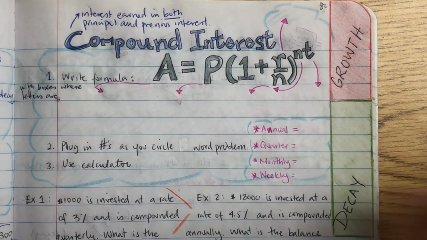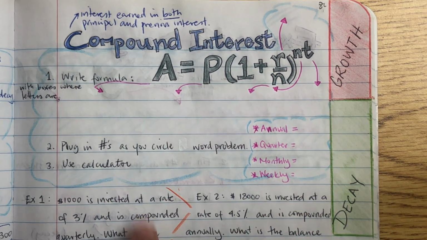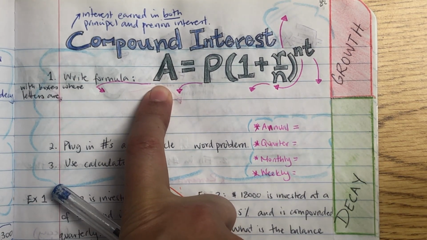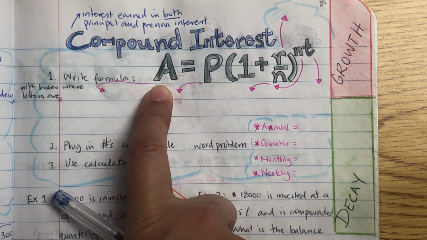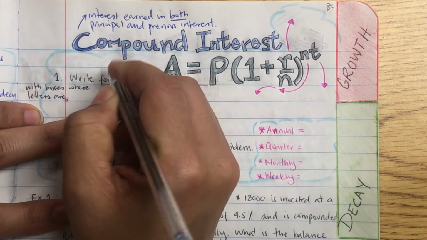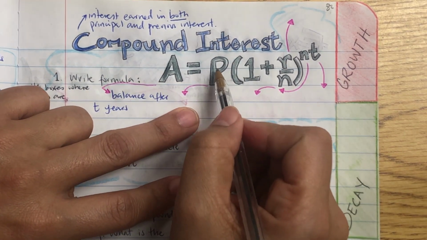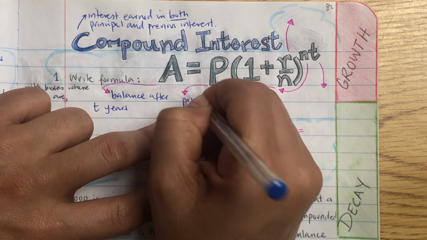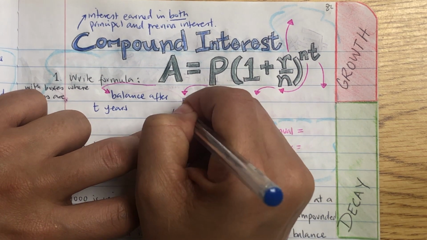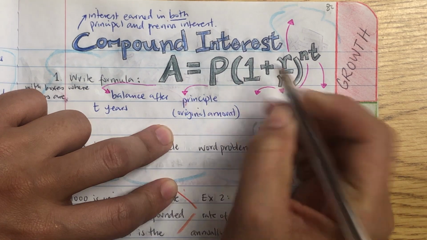All right, so again, there's a formula for it that you are provided. You just need to know what the different letters are, so let's go over that. A is your balance after, just like we did before, it's your balance after the amount of years have passed. P is principal, and that's just a fancy word of saying your original amount. So what you start off with, okay? Just like before, what you start off with.